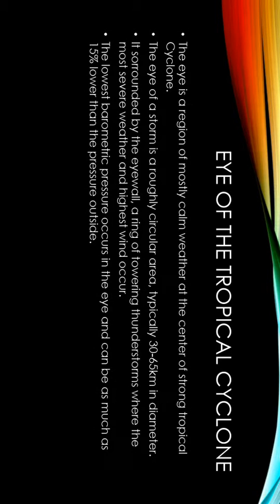Eye of the tropical cyclone. The eye is a region of mostly calm weather at the center of a strong tropical cyclone. The eye of a storm is a roughly circular area, typically 30 to 65 km in diameter. It is surrounded by the eye wall, a ring of towering thunderstorms where the most severe weather and highest winds occur. The lowest barometric pressure occurs in the eye and can be as much as 15% lower than the pressure outside.